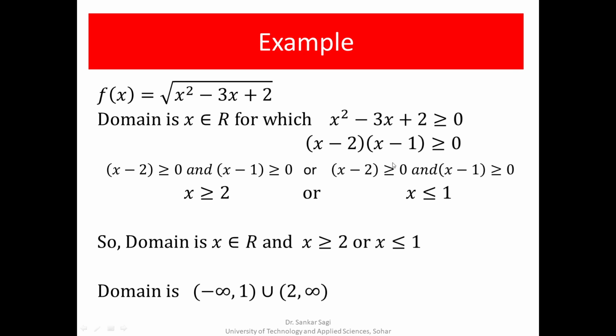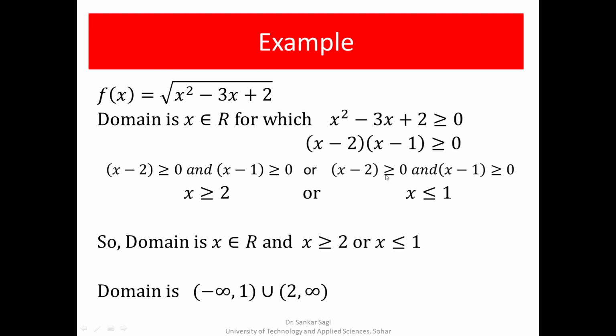We can make it as less than or equal to 0, and x minus 1 is also less than or equal to 0. It is not greater than or equal to here. x minus 2 less than or equal to 0, x minus 1 less than or equal to 0. Now from x minus 2 greater than or equal to 0 and x minus 1 greater than or equal to 0, we will get x greater than or equal to 2 and x greater than or equal to 1. So from these two we can take x greater than or equal to 2, because whenever x is greater than or equal to 2, x automatically will be greater than or equal to 1. Therefore from these two we can take x greater than or equal to 2.